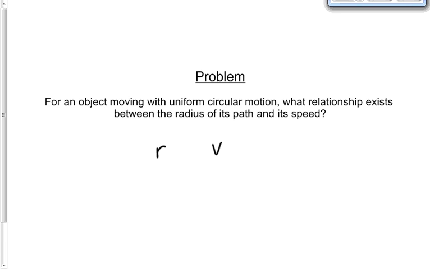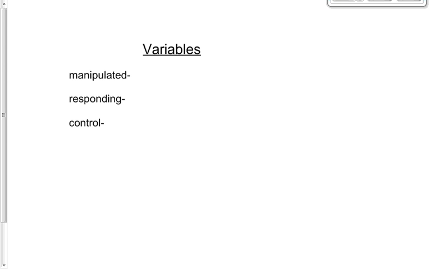Now we have to identify before we begin what our variables are. Manipulated variable, our responding variable, and our control variables. Always remember, by the way, that there is going to be only one manipulated variable. There's going to only be one responding variable. And there's going to be, who knows how many control variables, a bunch of them. We're not going to have to list all of them because you might see 1,000 control variables. We want to list the ones that are important.